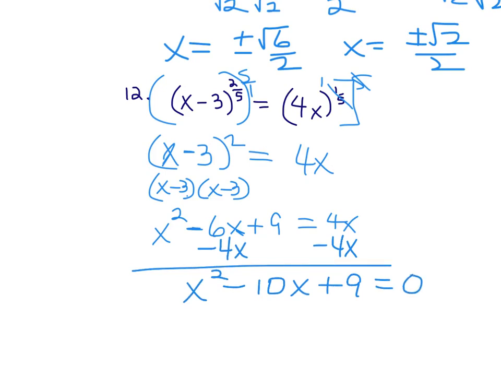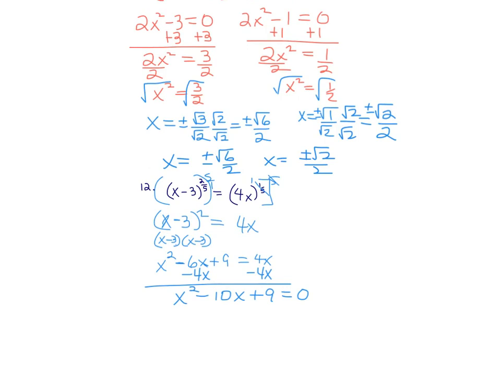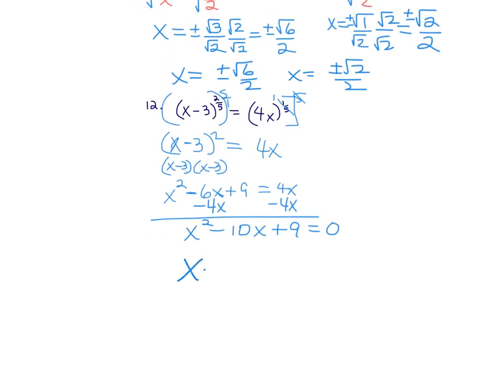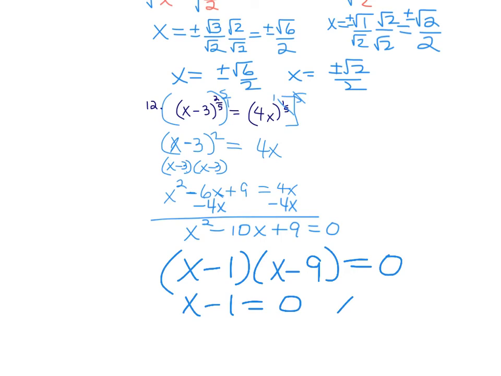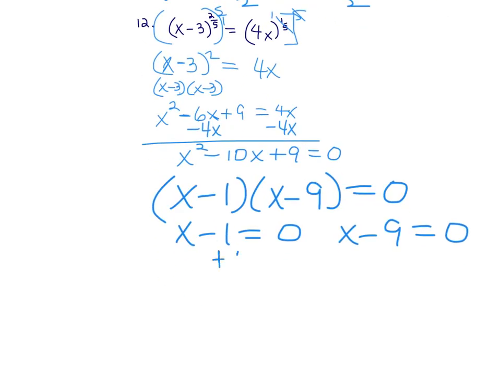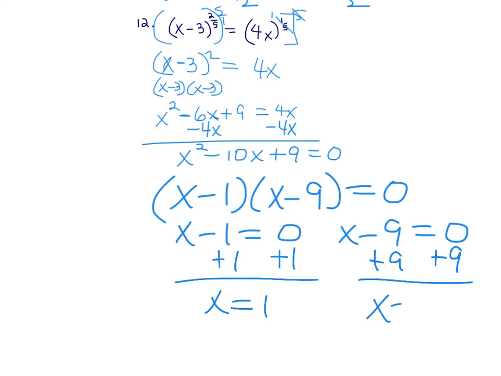I need to find two numbers that will multiply to give me 9, but will add to give me negative 10, and that is going to be negative 1 and negative 9. I will now set each equal to 0. And I get x equals 1 and x equals 9.